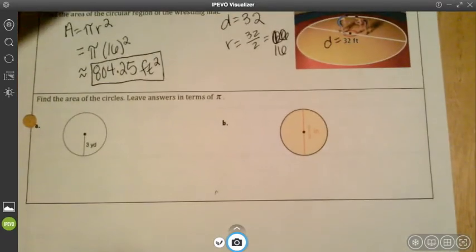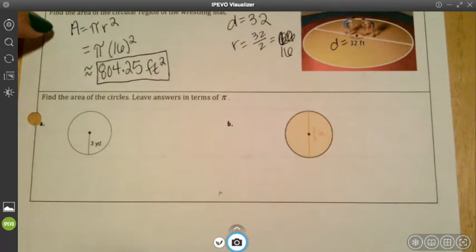I'd like you to try these 2 examples using the A equals pi r squared formula.